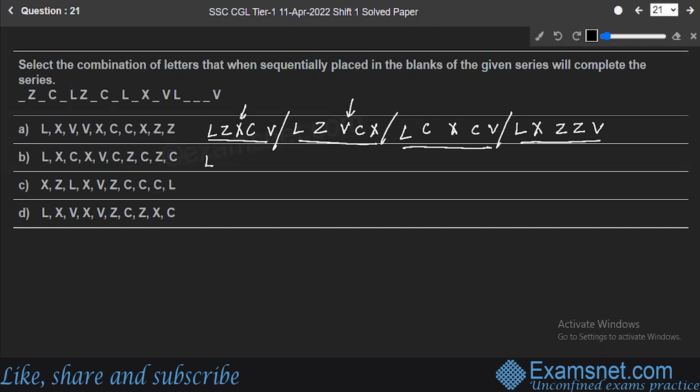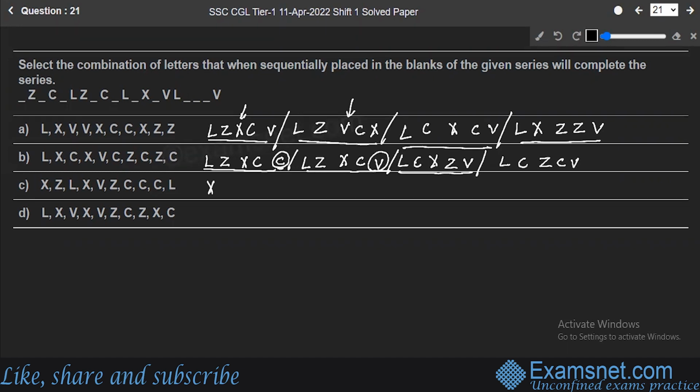So it makes L, Z, X, C, C, L, Z, X, C, V, L, C, X, Z, V, L, C, Z, C, V. So here it is again, see the 5-5 cluster. Do you think they are forming a pattern? No, here is a C and here is a V. So they are again not forming any. Let's check out the third option.